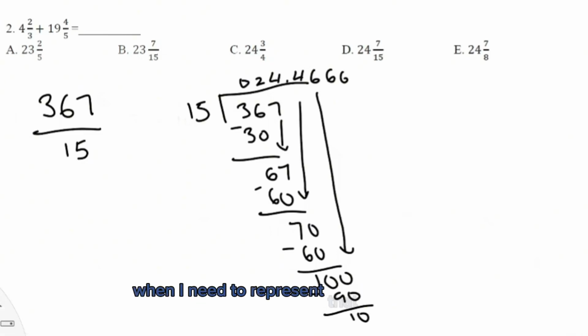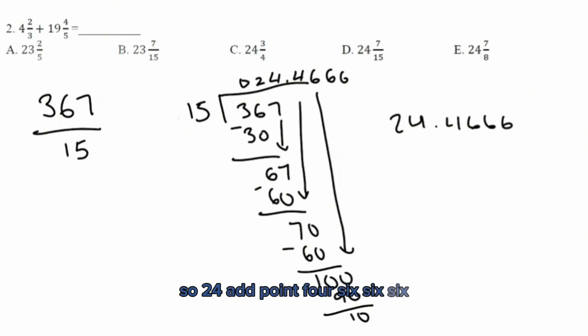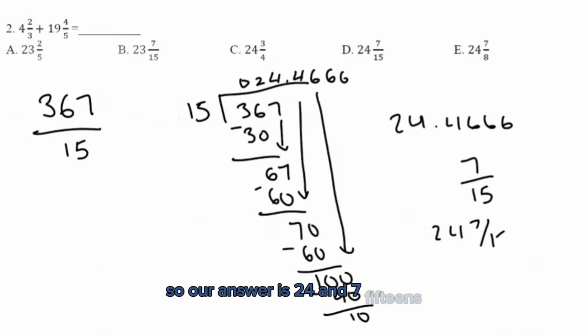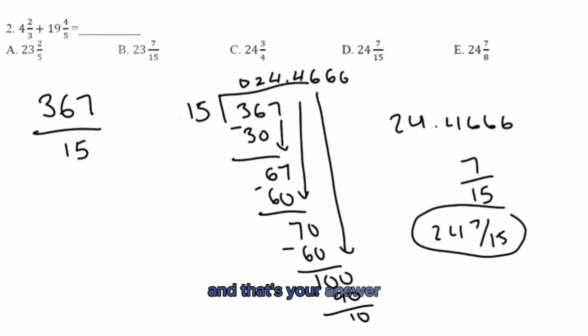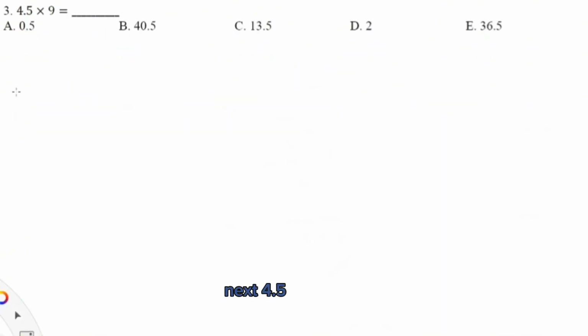But now we need to represent that as a fraction. So 24 and 0.4666. So 0.4666 can be represented as 7 over 15. So our answer is 24 and 7/15. And that's your answer. Next, 4.5 times 9.